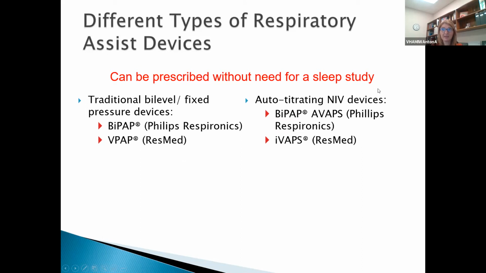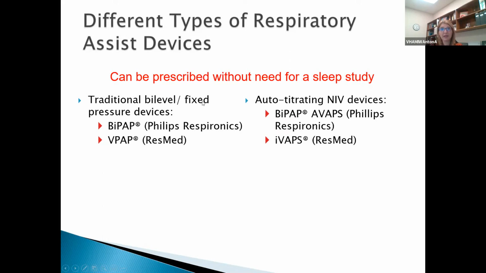What I'm not saying is that a sleep study is never needed. In certain patients, your pulmonologist, when they are worried about residual obstruction in the back of the throat or need to titrate the pressures and they are unable to do it at home, may prescribe a sleep study. But again, this is more on an individual case basis rather than a rule.